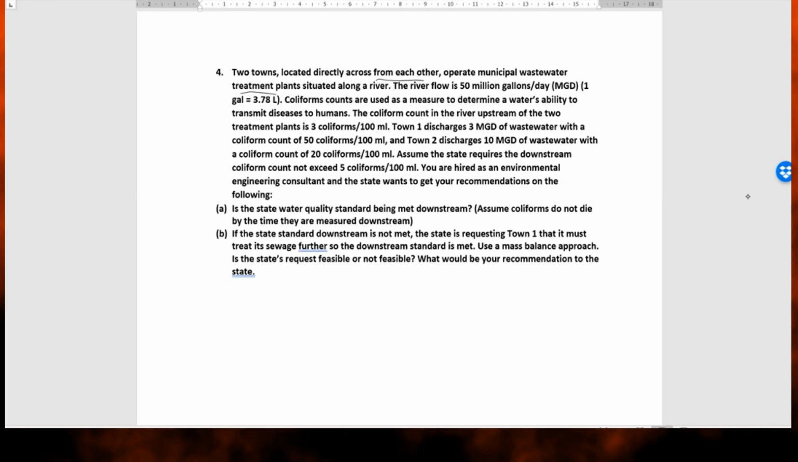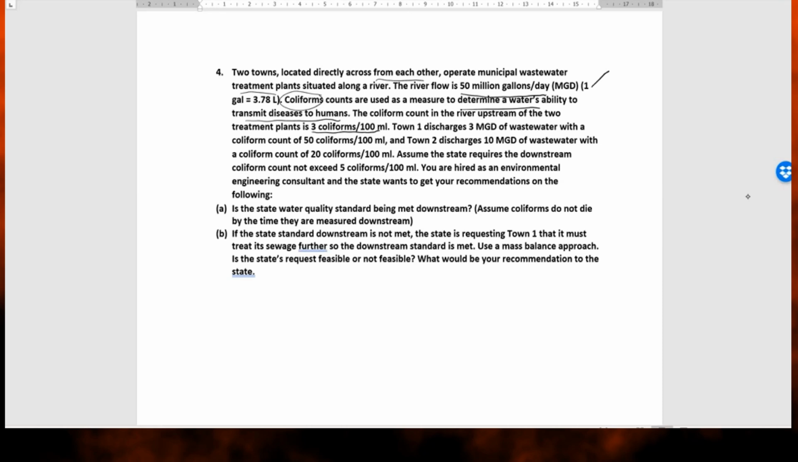Two towns located directly across from each other operate municipal wastewater treatment plants situated along a river. The river flow is 50 million gallons per day, and there's a conversion here: 1 gallon is 3.78 liters. Coliform counts are used as a measure to determine a water's ability to transmit diseases to humans. So coliform is related to bacteria or microorganisms. The coliform count in the river upstream of the two treatment plants is 3 CFU per 100 ml.